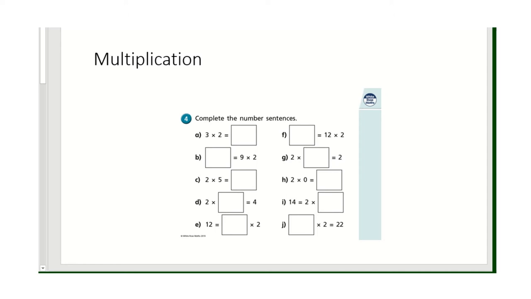Now the first one is easy, isn't it? 3 times 2 equals. The second one is because it equals is just in the middle. But if you look at D, 2 times something equals 4, you need to know how many 2s in 4. Same as E, how many 2s in 12. Remember, multiplication is the opposite of division.